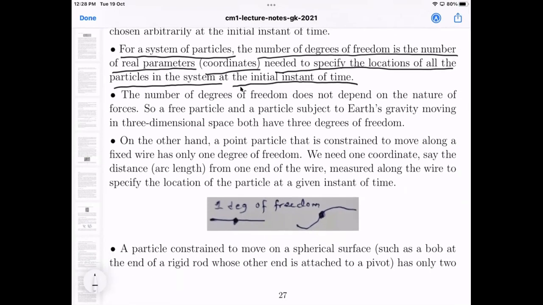Excuse me, sir. Yes, Shubham Kumar. Sir, when we constrain a body, like the question you gave, in which there was a rod and we had to find the degrees of freedom. Yes. Just before you go ahead, I want to be a little careful with the use of the word constraint. We considered a particular body.